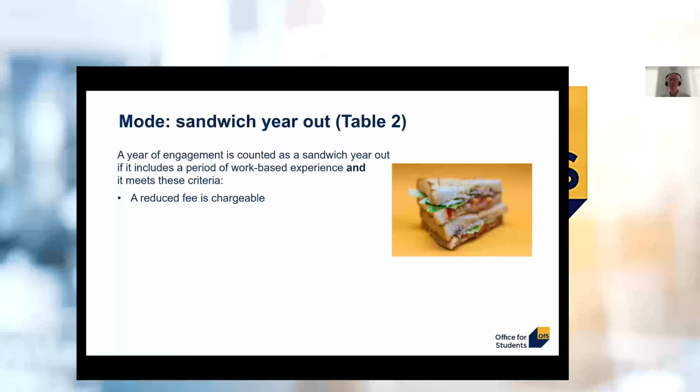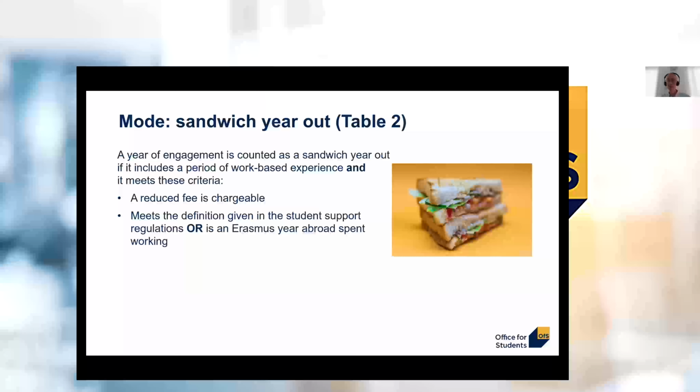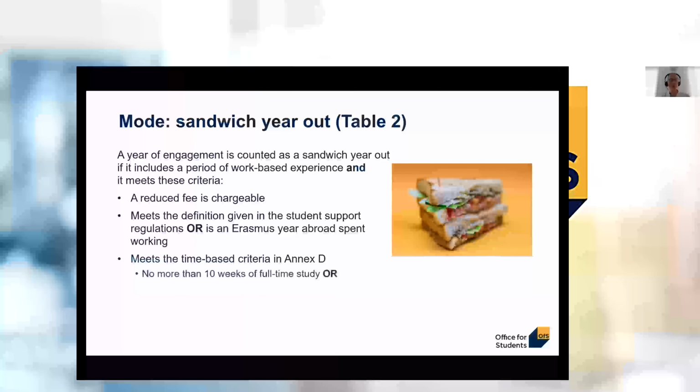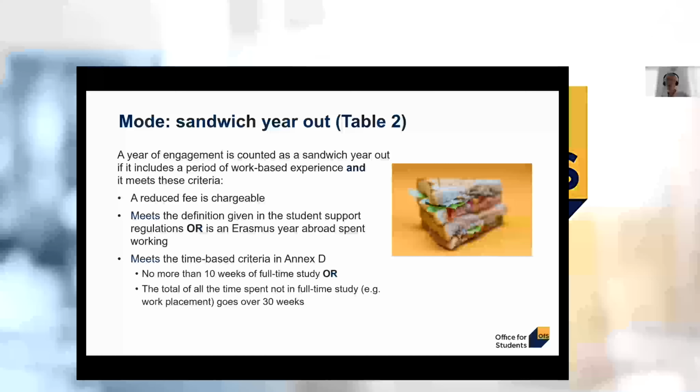A reduced fee is chargeable. The year of engagement meets the definition given in the student support regulations, or is an Erasmus scheme year abroad spent working, which is the terminology used there. And it must also meet the time-based criteria in Annex D. These are that there should be no more than 10 weeks of full-time study, or the total of all the time spent not in full-time study on things like work placement is not more than 30 weeks. So there are examples in Annex D, and we should look at one now.